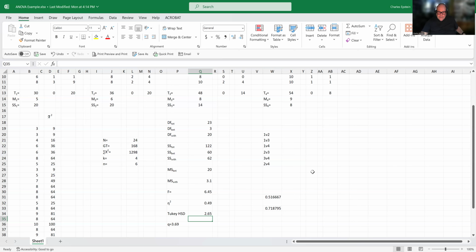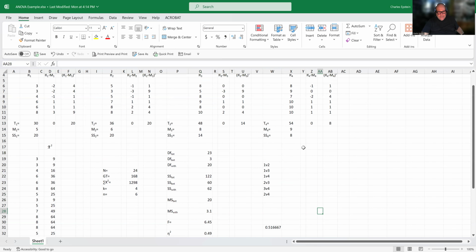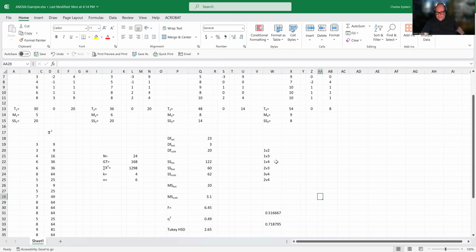Here on the side, I have my combinations. I have all the combinations for 4 groups: 1 versus 2, 1 versus 3, 1 versus 4, 2 versus 3, 3 versus 4, 2 versus 4, okay? I have all my combinations identified. What I'm going to do is compare the means of those groups, 1 versus 2, then 1 versus 3, and so forth. If that difference between the means is greater than our Tukey value of 2.65, then we know there is a significant difference between those two groups, and we're going to mark it accordingly. So let's see how this works.